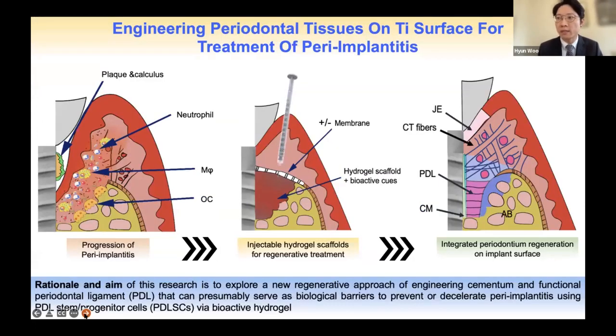Okay. So periimplantitis is a chronic inflammatory condition with progressive and destructive bone loss surrounding dental implants, which can lead to implant loss. Prevalence ranges from 10 to 40% per implant. The aim of this research is to explore a new regenerative approach of engineering cementum and functional PDL that can presumably serve as biological barriers to prevent or decelerate periimplantitis, using PDL stem progenitor cells via bioactive hydrogel.